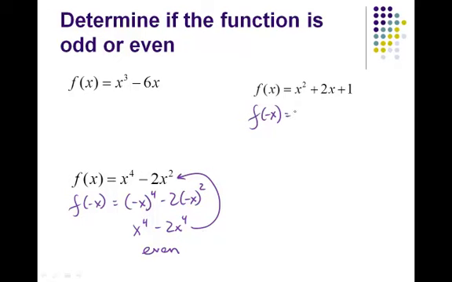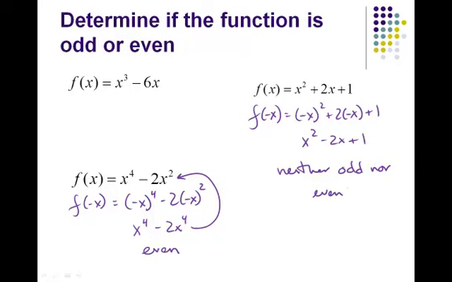In the second example, when I plug negative x in place of x, we find that some of the terms have changed signs and some have not. This is neither odd nor even. In order for it to be an odd function, our f of negative x has to change all of the signs. In order for it to be an even function, all of the terms have to remain exactly the same. And if some of the terms change signs and some do not, this is neither even nor odd.